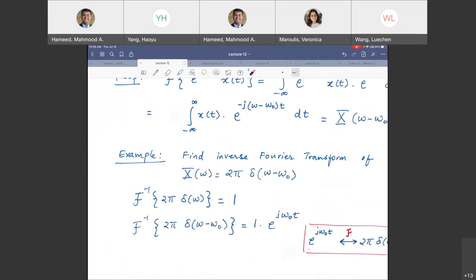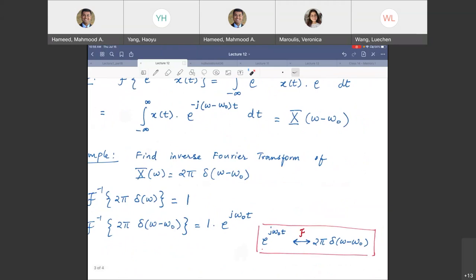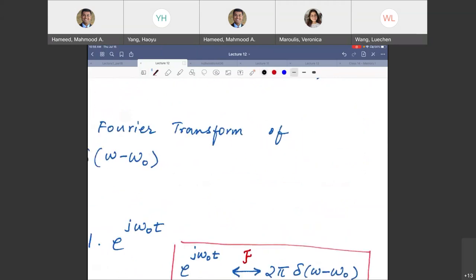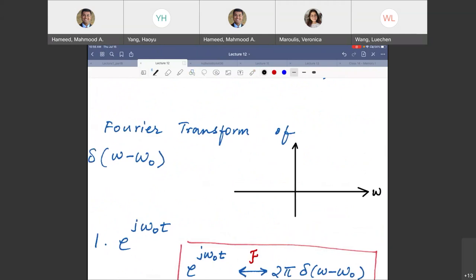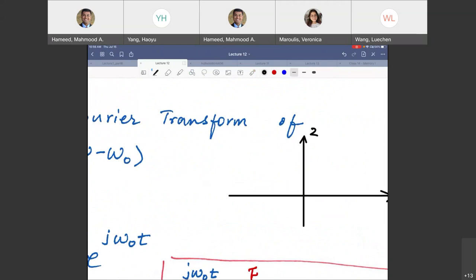Let's try to find the inverse Fourier transform of 2 pi delta of omega minus omega naught. Where is this 2 pi delta of omega minus omega naught? Well, it's in frequency, right? So if you wanted to sketch it, what would it look like? Omega, and you're trying to sketch what? 2 pi delta of omega minus omega naught. Where would this be? This guy would be right here. The weight, 2 pi. The location, omega naught.